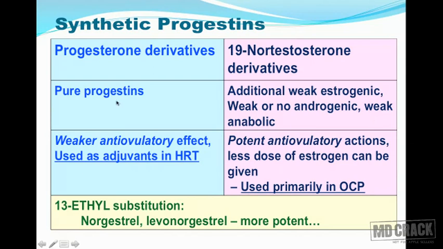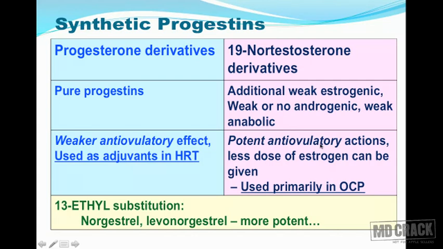Once again, progesterone derivatives are pure progestins, whereas 19-nortestosterone derivatives have additional weak estrogenic property, weak or no androgenic property and weak anabolic property. The next difference is that progesterone derivatives have a weaker anti-ovulatory effect and these drugs are mainly used as adjuvants in hormone replacement therapy.